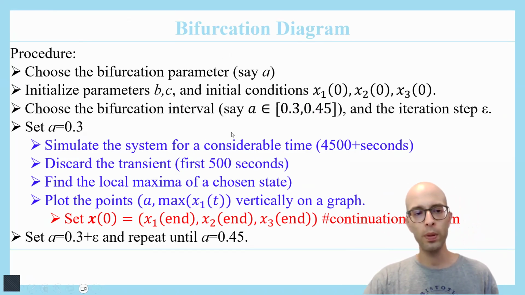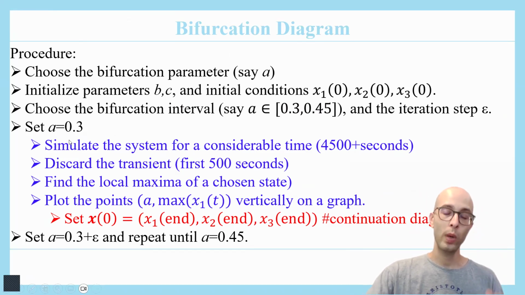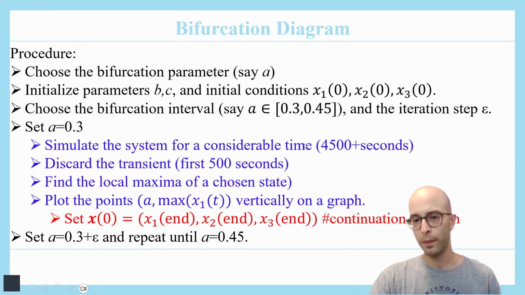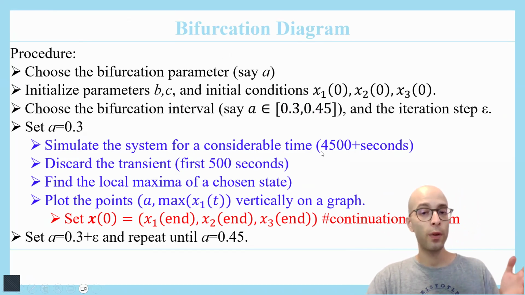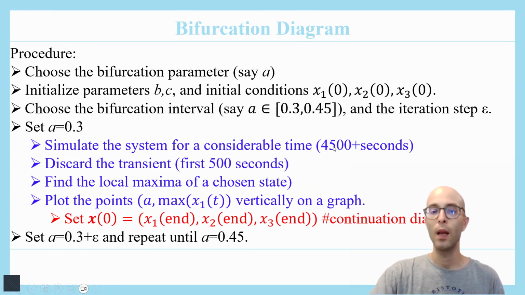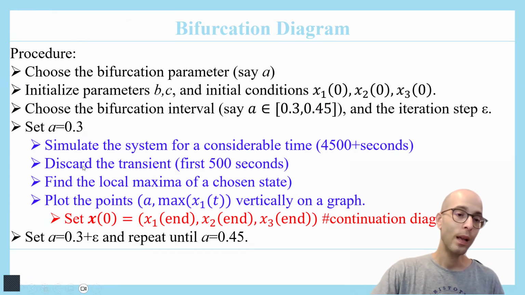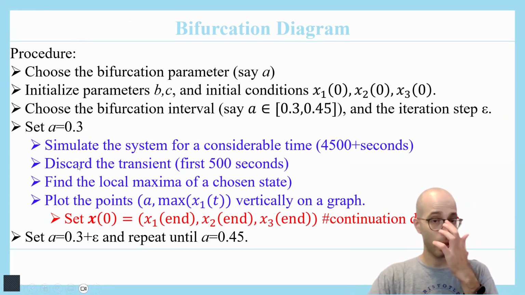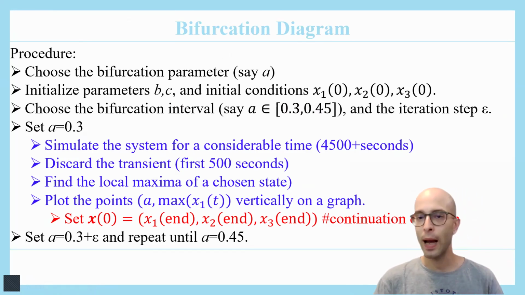We start with a for loop starting from a equals 0.3. So what do we do now? We have our parameter. We simulate the system for a considerable time. Okay, depending on the system, we may need to change that. But I would generally suggest 4,000 plus 500 seconds, even more. So we simulate the system for a considerable time. Okay. Then we discard the transient behavior. Okay, remember, we are not interested in the transient. I would suggest discarding 500 seconds. Okay, of course, this depends on the system as well.